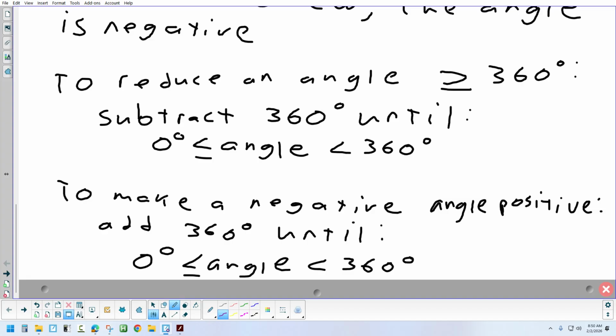Now, what would that be in radians? Adding or subtracting? How much is 360? Two pi. Yep. Because pi is 180. So 2 pi is 360.